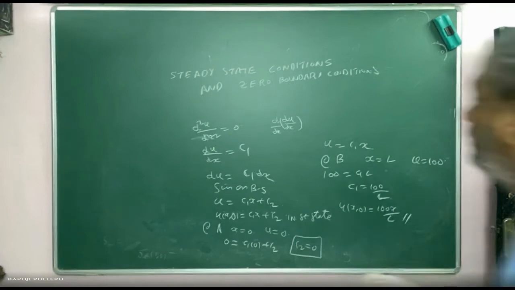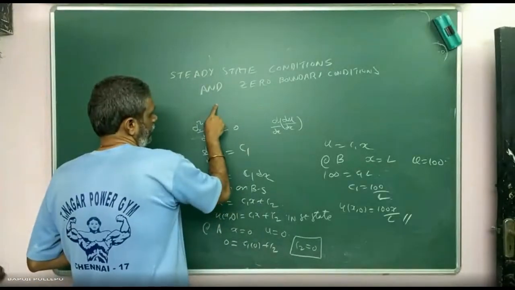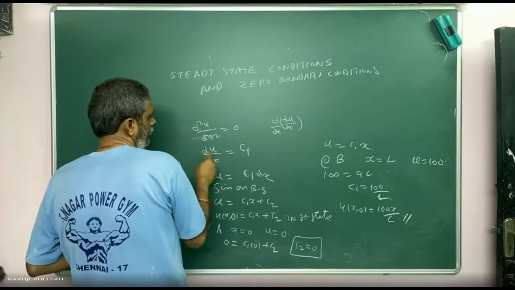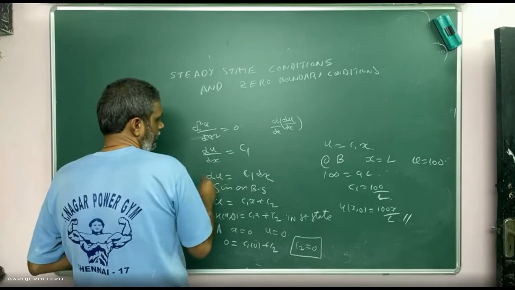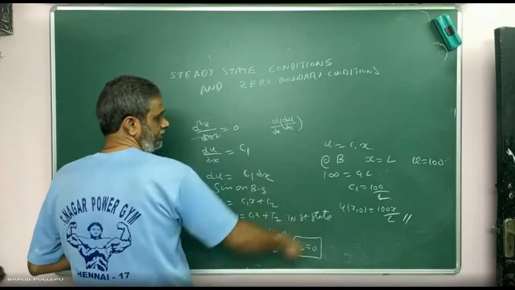Up to here clear? In steady state, what do we have? Del square u by del x square equals 0. Integrating on both sides, first integration gives du by dx equals C1. Integrating another time gives u equals C1x plus C2. Then we use the boundary conditions.